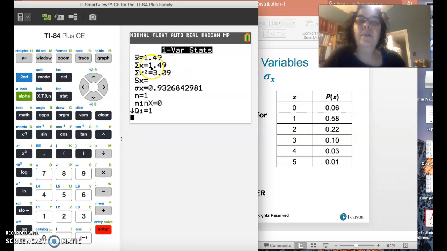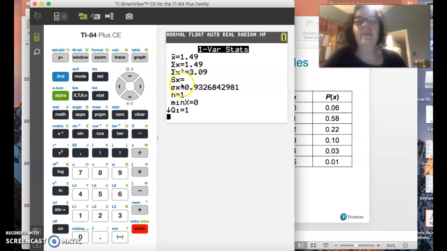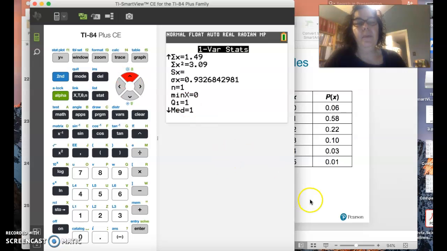We will calculate. Okay, so this is the expected value of that event, and this is the standard deviation. Note that we don't look at the standard deviation of a sample; we're just looking at it for the population. There is a five number summary, but we're not interested in that at this point.